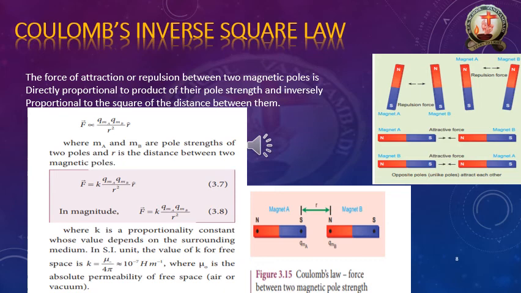Free space K value is mu naught by 4 pi. K is equal to mu naught by 4 pi, which is approximately equal to 10 power minus 7 H m power minus 1. This is the proportionality constant K value in free space, where mu naught is the absolute permeability of free space.